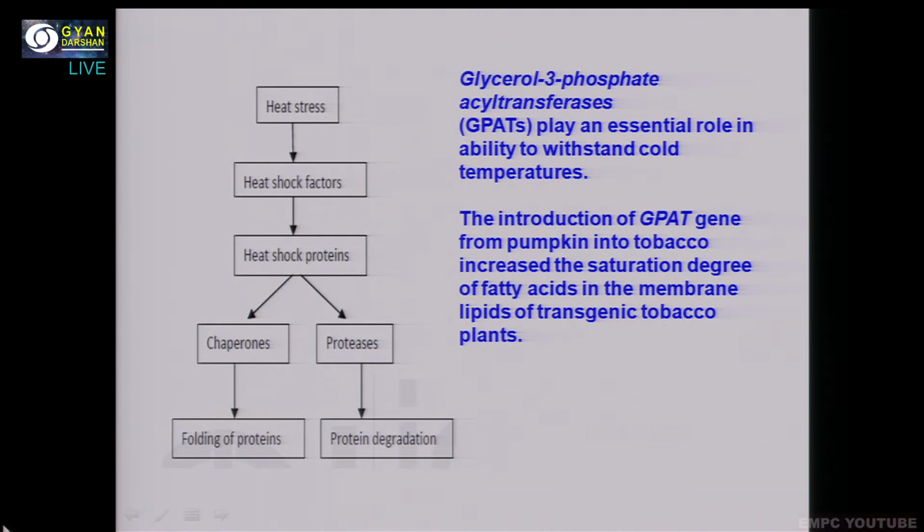Similarly, if you want to induce chilling tolerance, then you can go for the overexpression of glycerol 3-phosphate acetyltransferase, which people have shown. They cloned this particular gene from pumpkin into tobacco, and they found that the tobacco plants were more tolerant to cold stress. So in that way, there are different examples. You have to select the gene and then clone the particular gene.